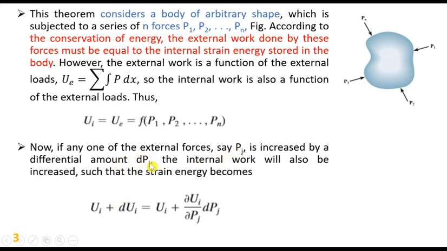When dPj is increased, the strain energy change will be dUi. So due to this dPj, the internal strain energy Ui plus dUi is equal to Ui plus the change, where dUi is equal to partial Ui over partial Pj into dPj. Actually, that is displacement, and this is force, and the product is energy.